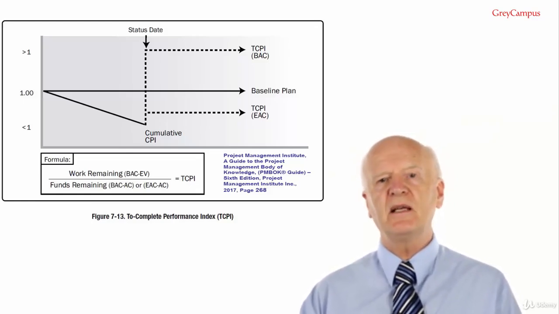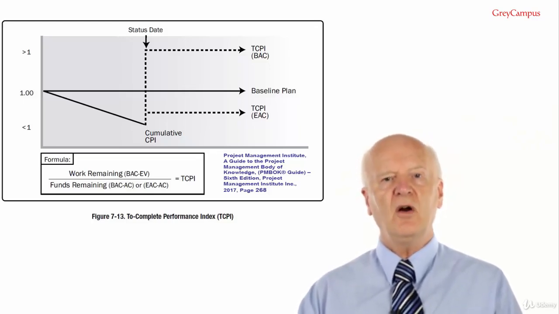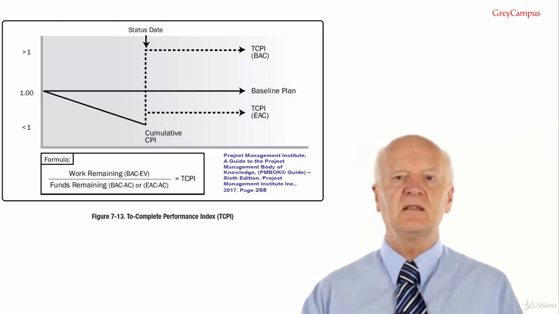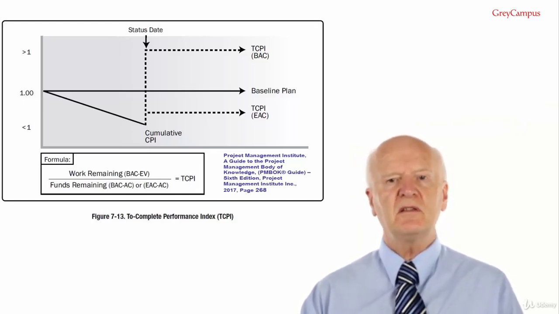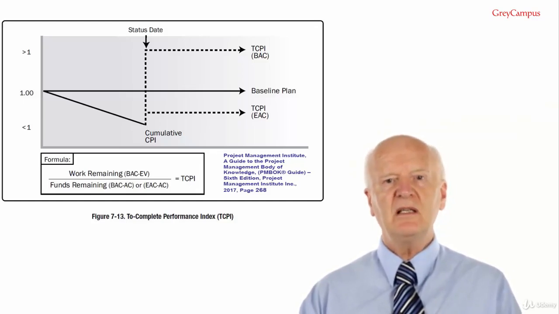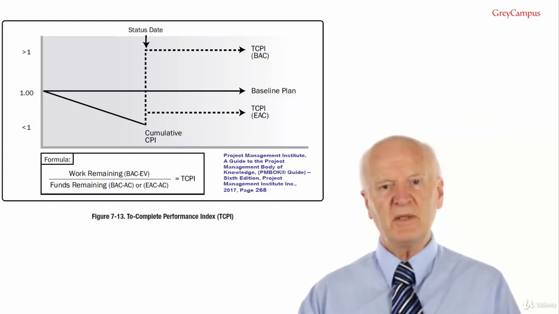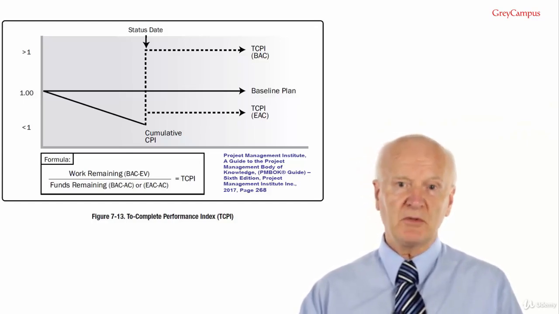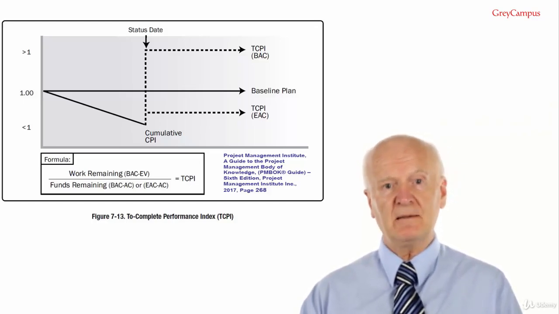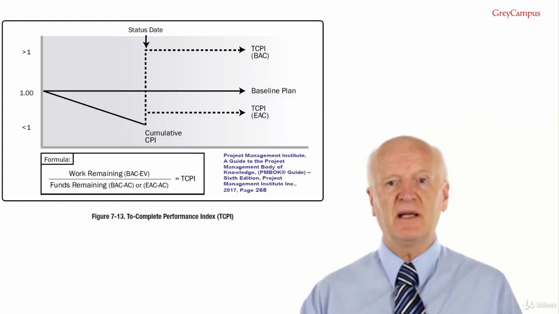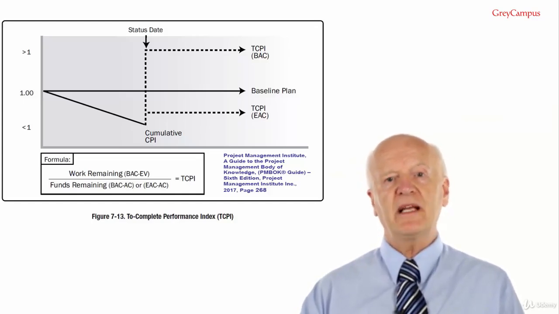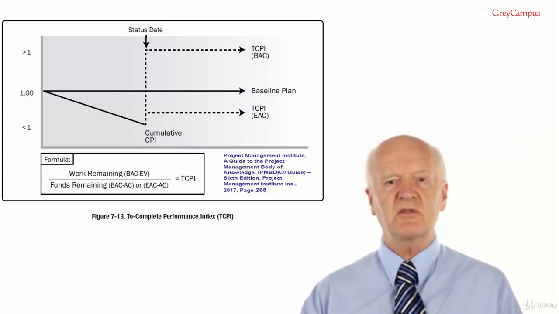The equation for TCPI based on budget at completion is BAC over EV, divided by BAC over AC. What does this actually mean? Budget at completion is the original project budget. EV is what has already been used from the budget to create the work. So BAC minus EV equals how much work is left to be done. BAC minus AC: how many actual dollars do we have left to do this with?